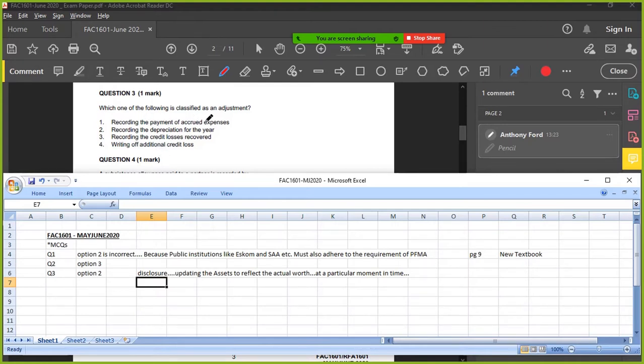If I record a payment of an accrued expense, that's a transaction. If I record a credit loss recovered, that's a transaction. If I write off a credit loss, that's a transaction. The moment it takes place, I record it. The depreciation is provided for. Okay, I get it. Okay, let's just see here.